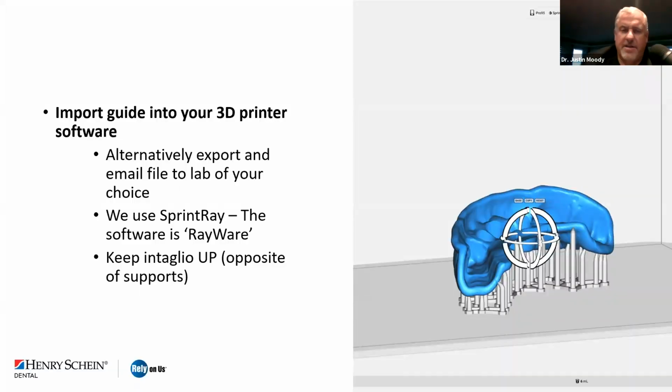The import guide into your 3D printer software will allow you to bring that STL in. And again, we use the Rayware from SprintRay. The software does have a small nominal charge. You'll find that it's cheaper than anything else out there on the market today. And we've also found that one of the keys to these surgical guides is keeping the intaglio surface up.